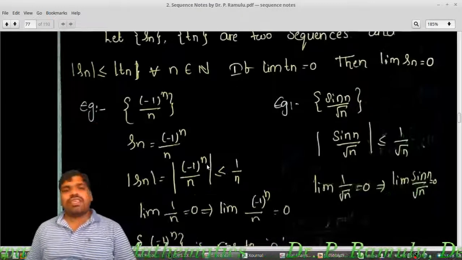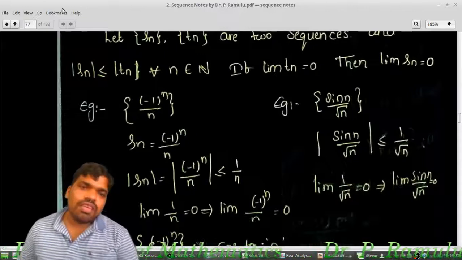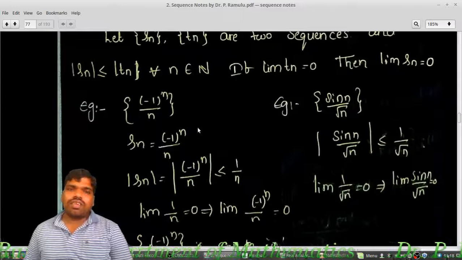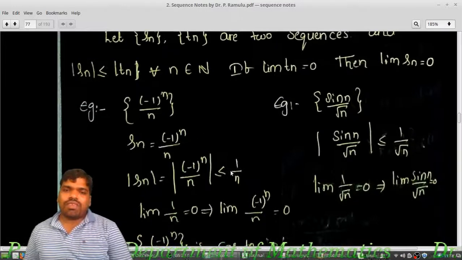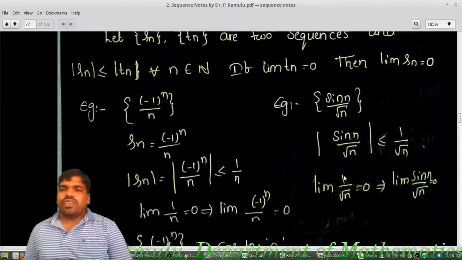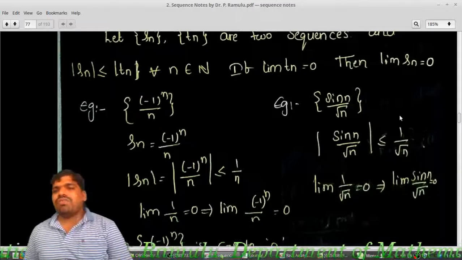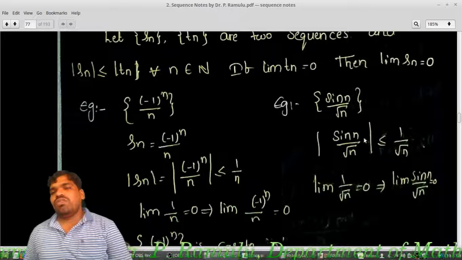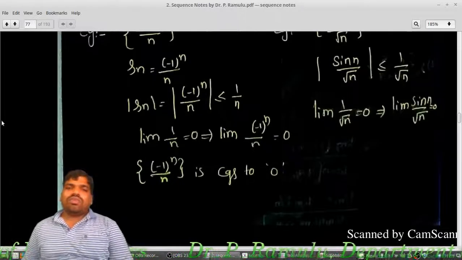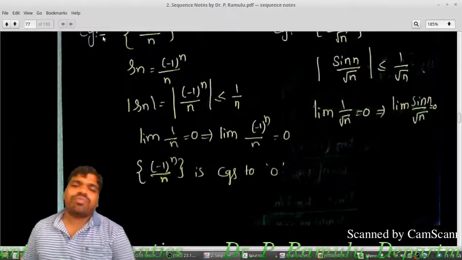Suppose in a problem I am taking Sn equal to minus 1 power of n by n. Mod Sn less than or equal to what happens here? This is Tn. Mod Sn equals minus 1 power of n by n, that is 1 by n. This is 0. This is also 0 by applying this. Mod Sn is less than or equal to what we know, 1 by root n. So this is 0. This is also 0. Right. So this way we have to take other problems also.